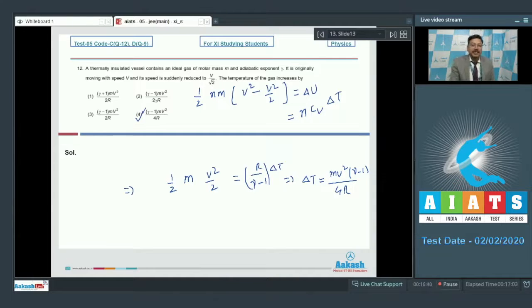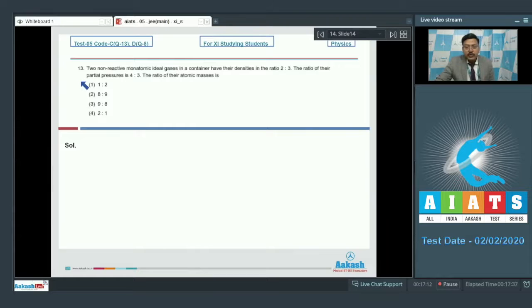Let's go to the next question now. Question 13 says two non-reactive monatomic ideal gases in a container have their densities in the ratio 2:3.